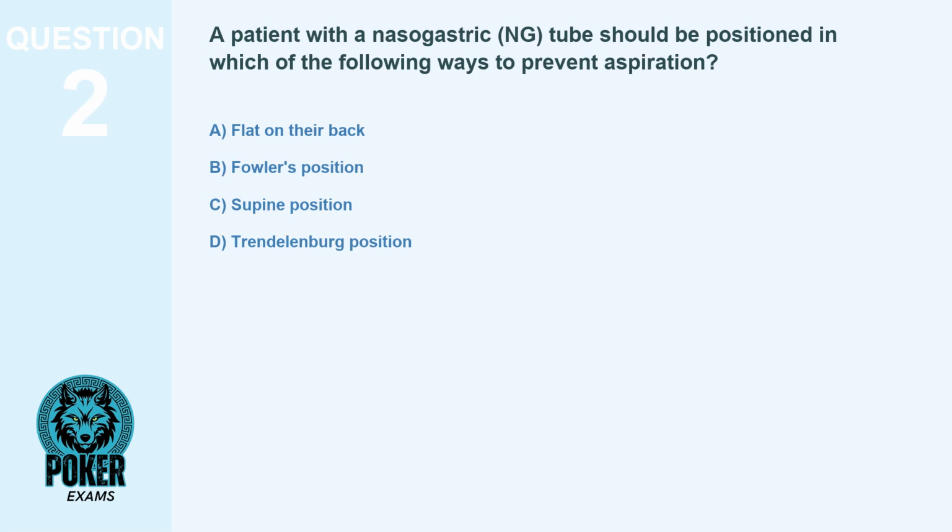Question 2. A patient with a nasogastric NG tube should be positioned in which of the following ways to prevent aspiration? Flat on their back. Fowler's position. Supine position. Trendelenburg position.